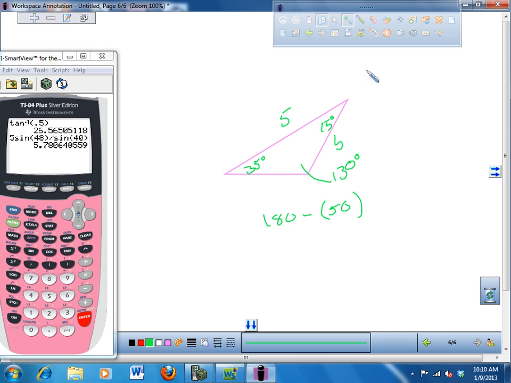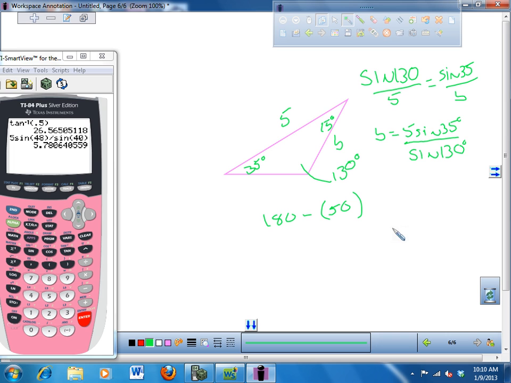Okay, anyway, let's just do it. Sine of 130 is to 5 as sine of 35 is to B. And then you just do the same thing you did before. So B is equal to 5 sine of 35 over sine of 130. I'm not going to do the two steps, I'm just going fast. When you solve for B, that's what you get.